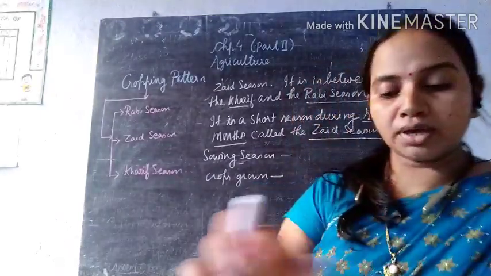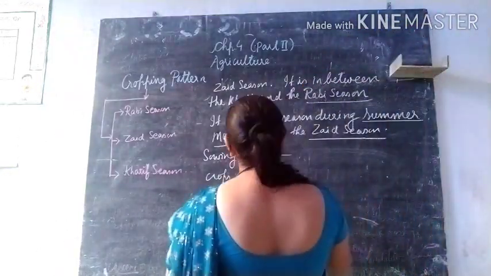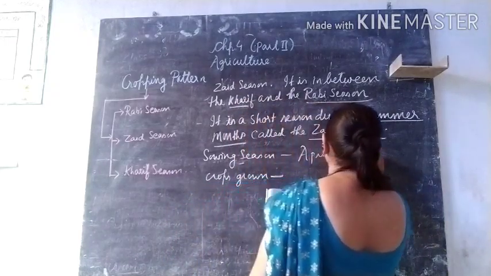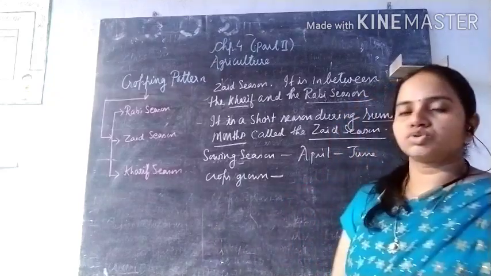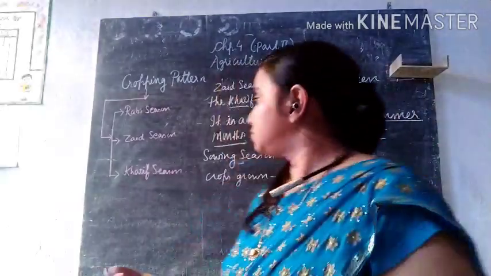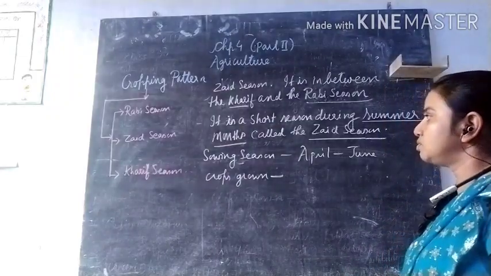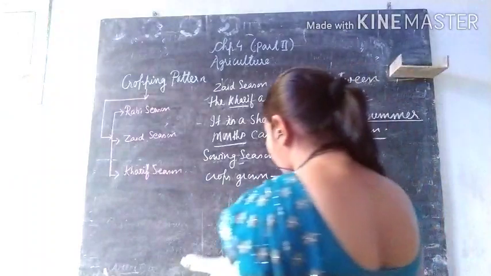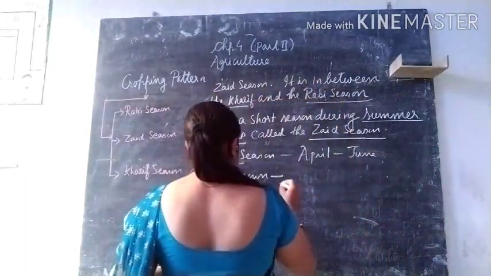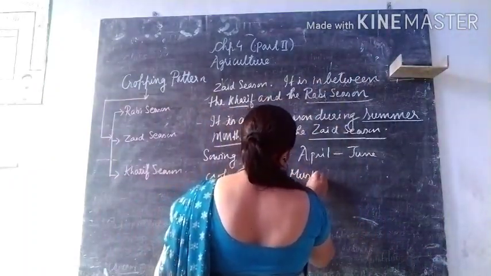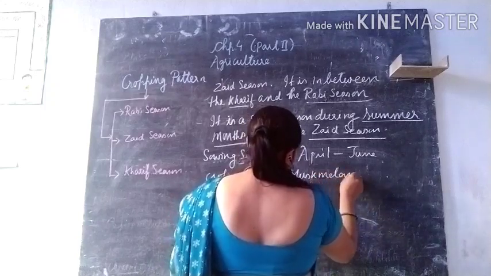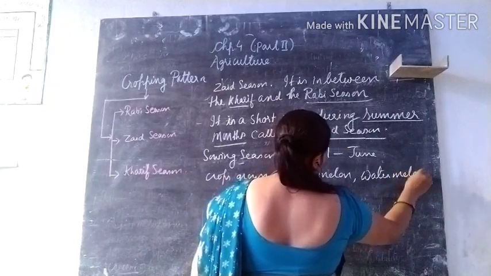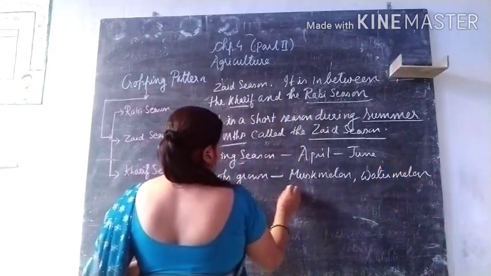So what is the sowing month? The sowing month is April to June. April you sow, and in April, May, June, you harvest that. So in a very short time it grows and develops, and we have different crops here, like musk melon, then watermelon, and then cucumber.